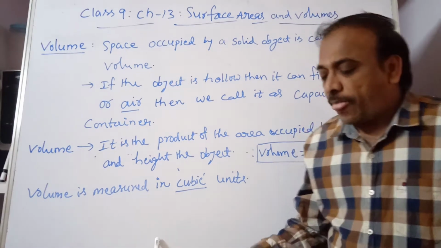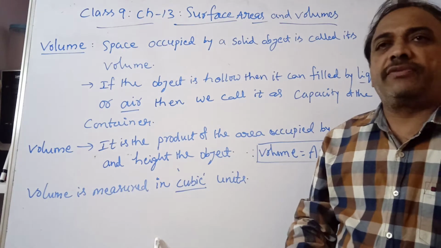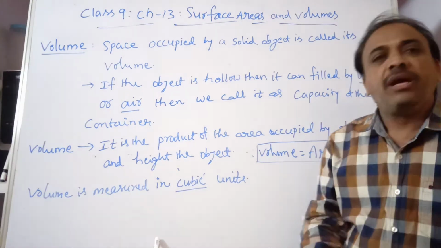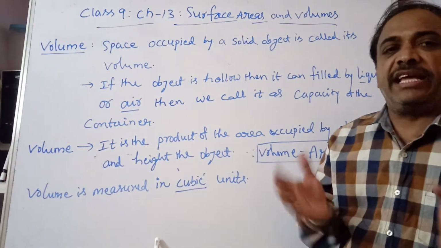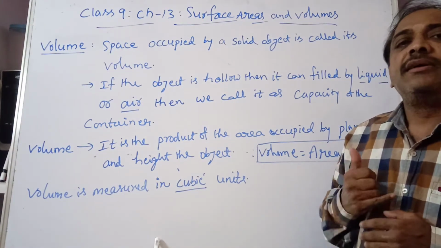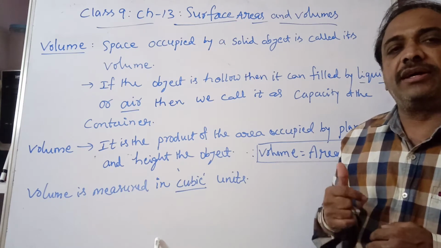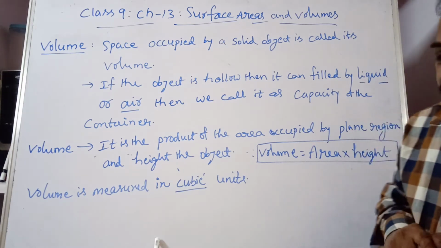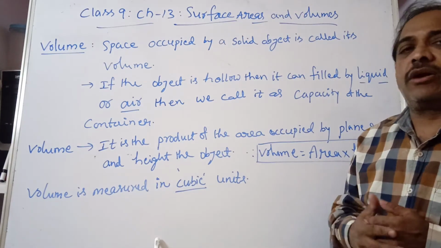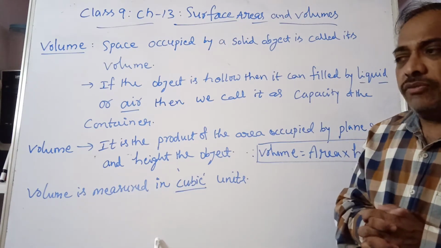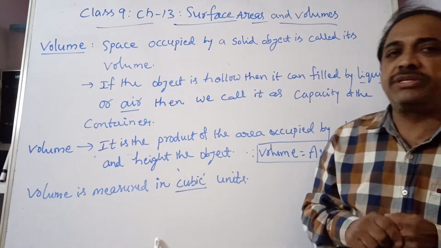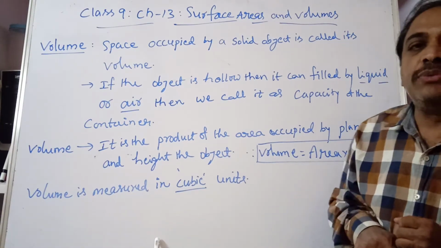Hi students, I hope you understood what we discussed in the previous session about surface areas and volume. We discussed the surface areas of all the solid shapes: cube, cuboid, cylinder, cone, sphere and hemisphere, and painting it, finding the cost of it. Now we are going to discuss the other topic in surface areas and volumes, that is the volume concept.